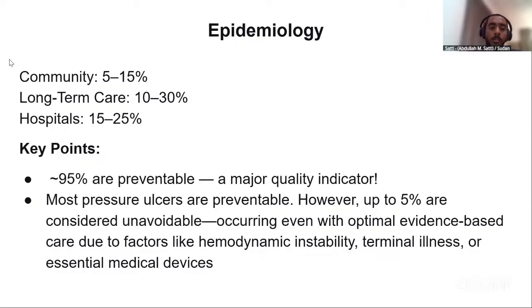So it's prevalent in the community. The patient characteristic could identify which one could have these ulcers. A key point is that 95% of pressure ulcers are preventable, which makes it a quality indicator of hospitals. If many patients in the hospital are having pressure ulcers, this means that there is a problem with patient care in this hospital.